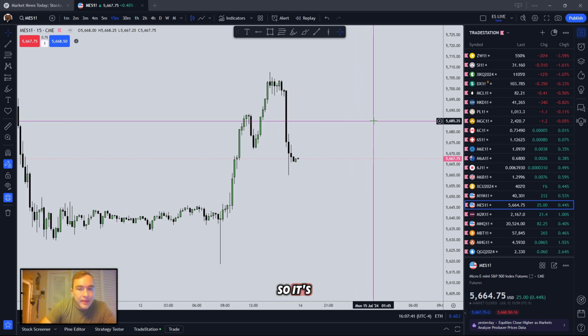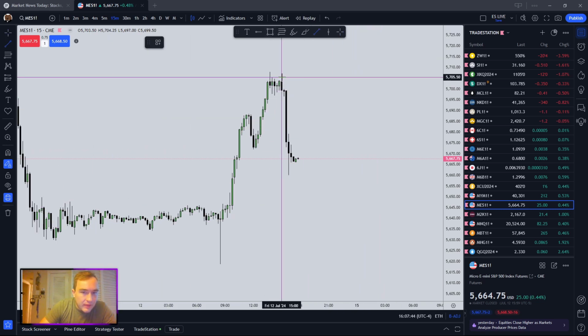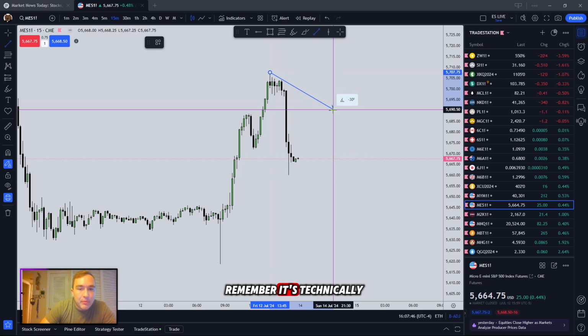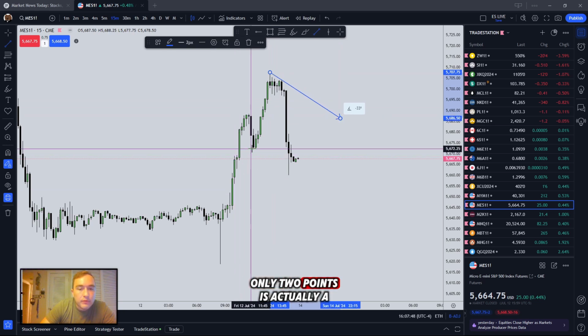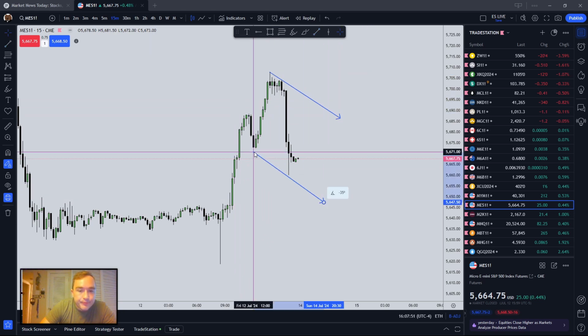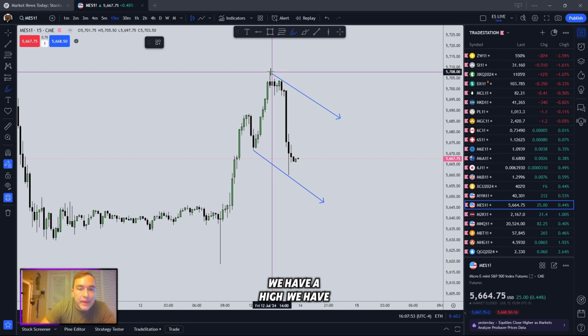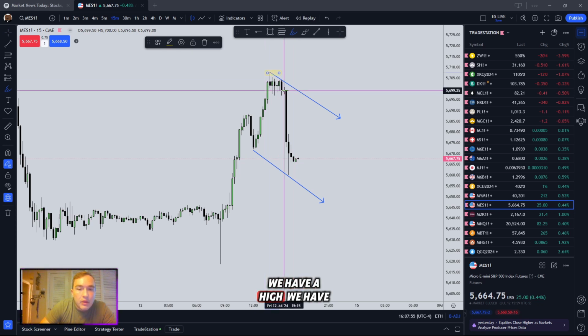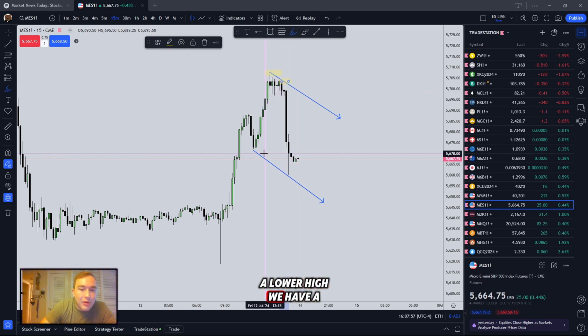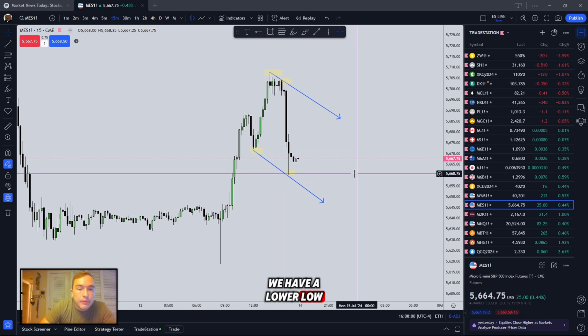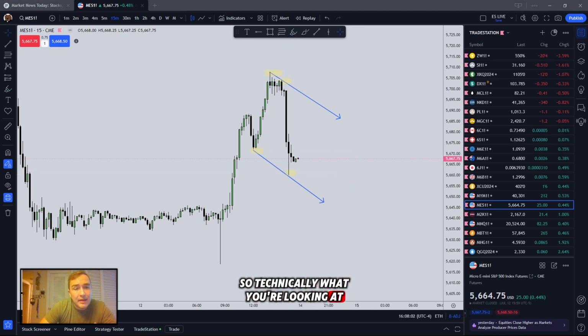Okay, guys, so I know that this is not the world's best trend, but remember, it's technically only 2 points. This is actually a downtrend. So what do we have here? We have a high and a lower high. We have a low, we have a lower low. So technically, even though on a 15-minute chart it looks pretty nasty, you're looking at a downtrend. So guys, as you can imagine, when studying trends, there are different time lengths of trends.